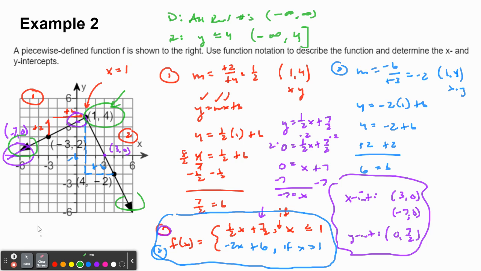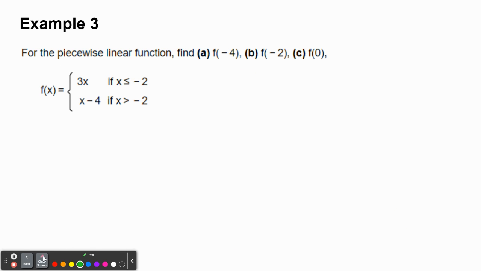Okay. And then last but not least, let's do some evaluating. Alright, so example 3 says, for the piecewise linear function, find f of -4, f of -2, and f of 0. So first thing is first, we have to look at our domain and see which part, should we use part 1 or part 2 to evaluate each of these values?